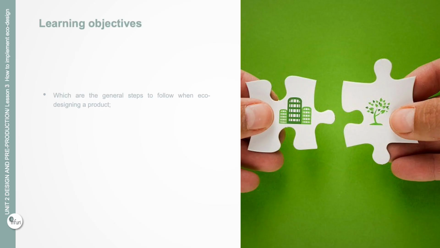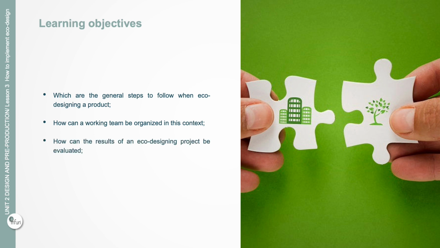Learning Objectives. The present lesson aims to detail the steps to manage and develop an eco-design project to the students, as well as introducing the eco-design management system, through the following learning objectives, which are the general steps to follow when eco-designing a product. How can a working team be organized in this context? How can the results of an eco-designing project be evaluated? Which are the main characteristics of the ISO 14006?